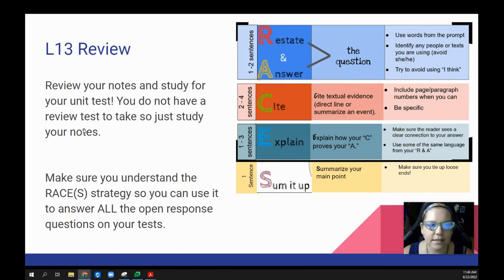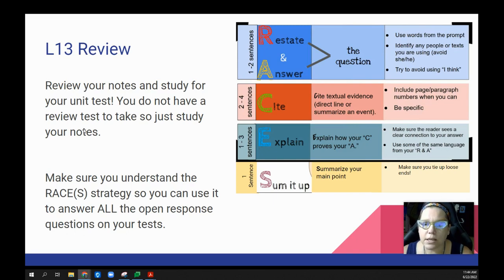Today's lesson is lesson 13, and it is your review for your test. So just make sure you go back and review your notes and study for the unit test. You do not have a review test to take, so you'll just study your notes and get ready to take your test. And then make sure that you understand the RACES strategy so you can use it to answer all of the open response questions on your test.